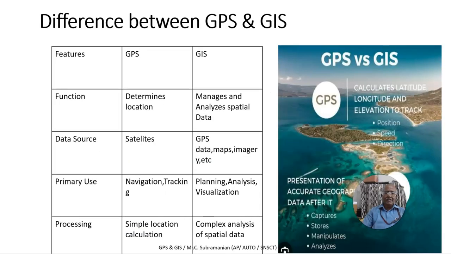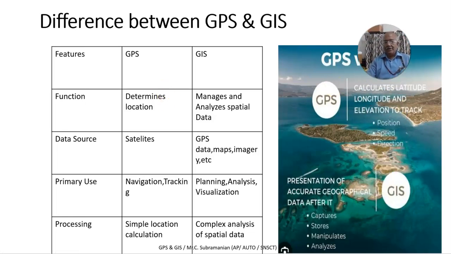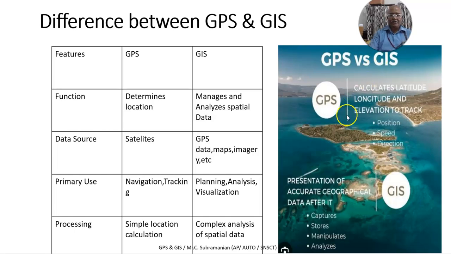We can see the difference between GPS and GIS: GPS determines the location only, but GIS helps in managing information and analyzing spatial data. GPS is the data source from the satellites, whereas GIS gives you the data manager, maps and images, and also navigation purposes.